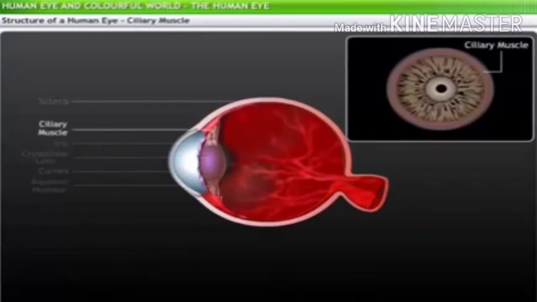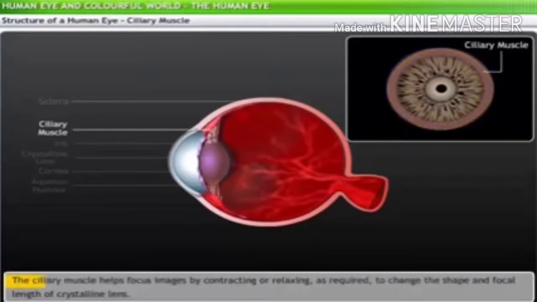The ciliary muscle is a ring-like structure attached to the iris. It helps focus images by contracting or relaxing as required to change the shape and focal length of the crystalline lens. Thus, it ensures proper vision by changing the focal length of the eye lens based on the distances of objects in the line of vision.